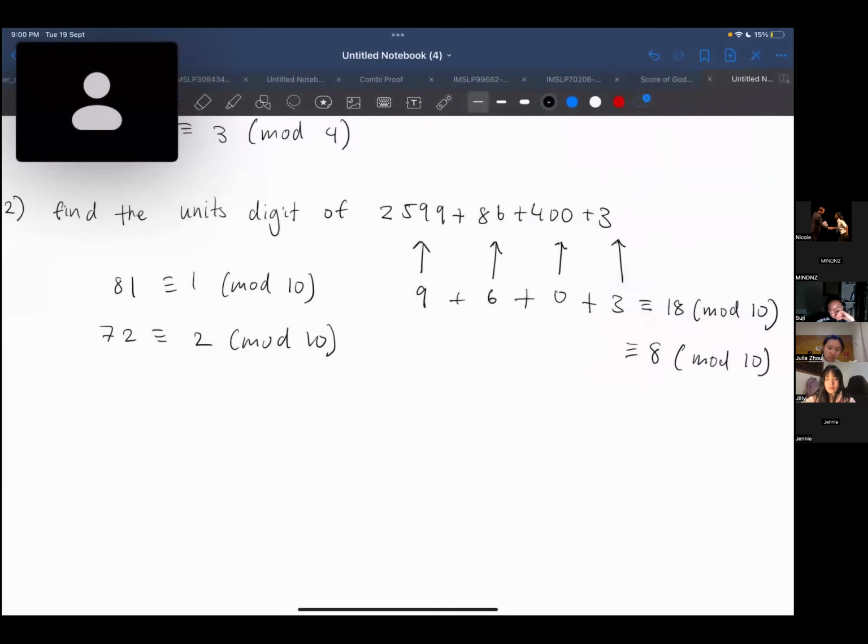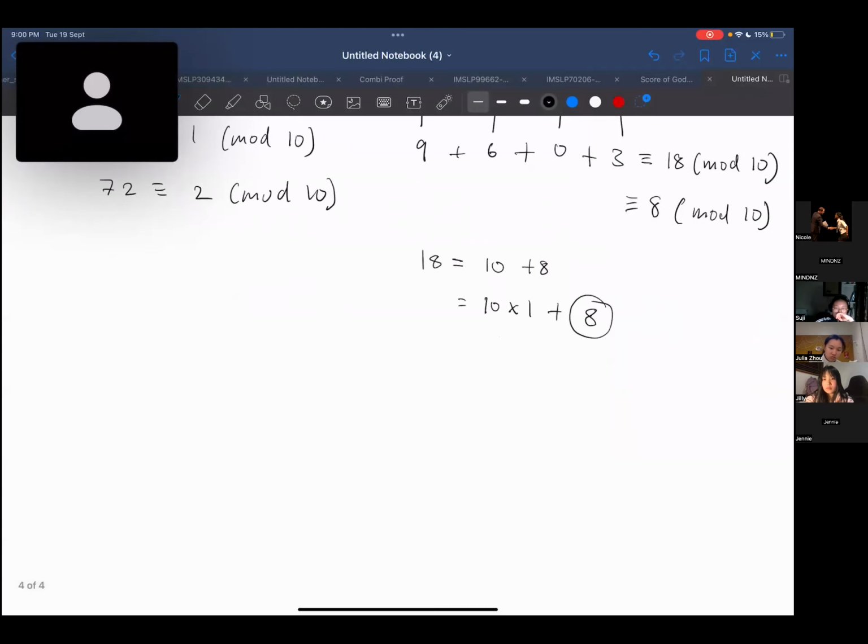Oh, how do I get an 8? Oh, right. So is this referring to the last step where I go from 18 to 8? Yes, from 18 to 8. Right. So we need to note that they share the same remainder when you divide by 10. So 18 divided by 10: 18 equals 10 plus 8, which equals 10 times 1 plus 8. So you know that it has a remainder of 8.